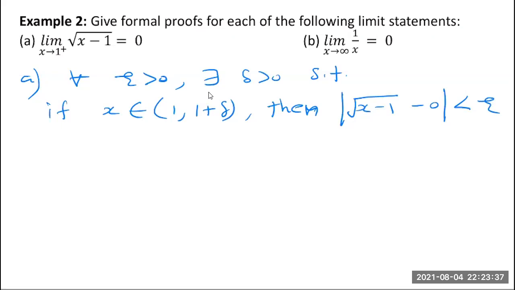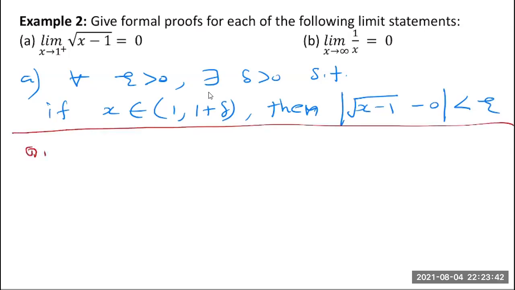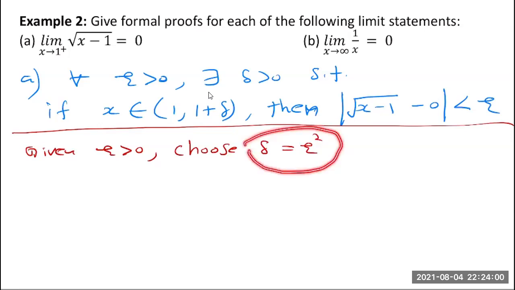Well, again, I start the proof with a given epsilon greater than 0. Given epsilon greater than 0, let or choose delta to be epsilon squared. You will be wondering why I am choosing my delta to be epsilon squared beforehand. How did I know that? Well, I'll answer that question when we compute our absolute value inequality. Okay, so with this choice, I'm going to proceed.